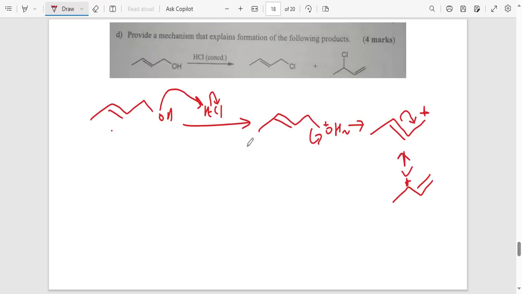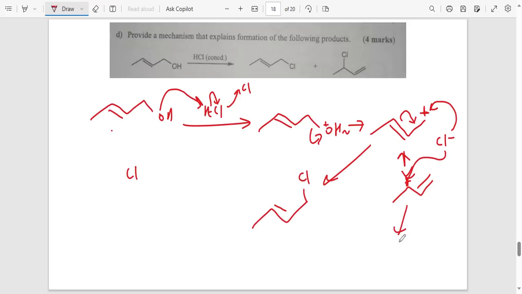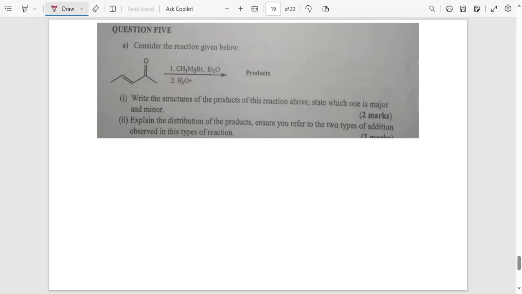So now at this point, your chlorine can act as a nucleophile. If the same chlorine which was released comes and attacks here, then our product is going to be this one. And if the same chlorine came and attacked here, then our product will be this other one. That is how we can account for the production of those.